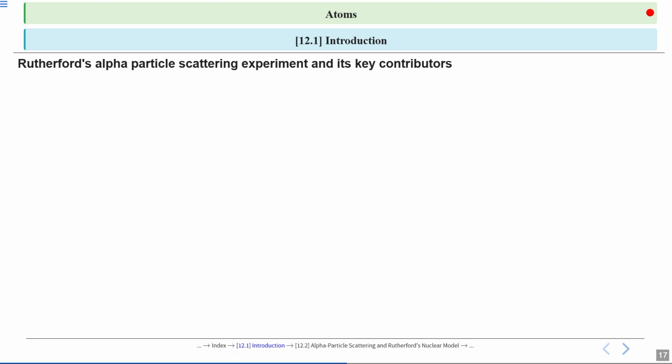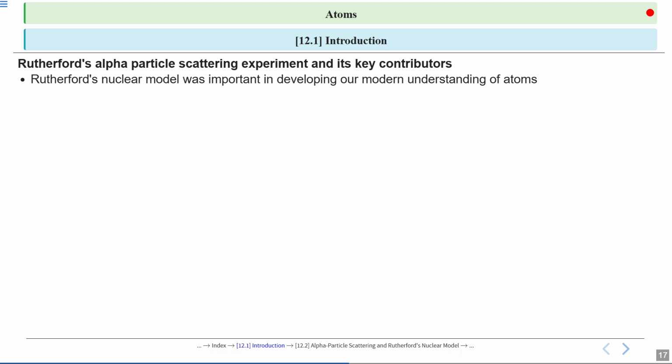Let's look at the Rutherford alpha particle scattering experiment. The Rutherford nuclear model was a huge step forward. It showed that atoms have a tiny dense nucleus at the center with electrons moving around it. This idea helped us move beyond the old plum pudding model, where atoms were thought to be a mix of positive and negative charges spread out evenly.